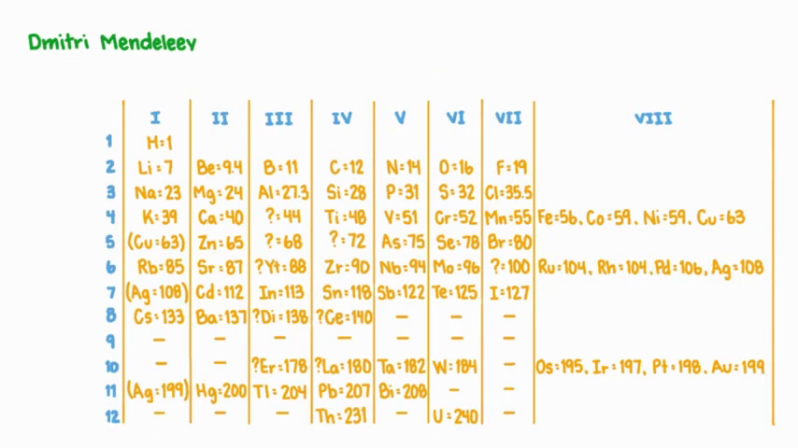In 1871, Mendeleev revised his periodic table. His revised table had 12 rows and 8 columns. He called each of the horizontal rows a period and each of the vertical columns a group. Modern periodic tables still use this distinction.